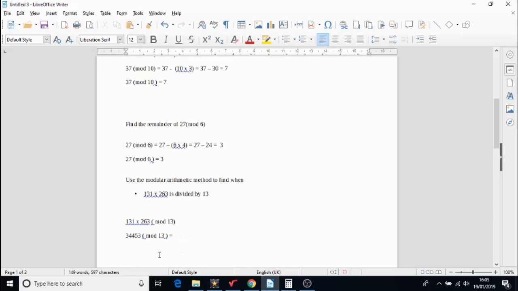So 26,000 goes into 34,453. 39,000 can't go into that because 39,000 is greater than 34,453. So we're going to have to do chunking by doing 34,453 minus 13 multiplied by 2,000.